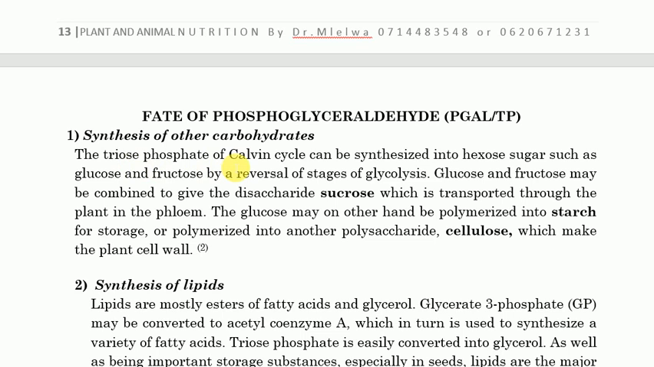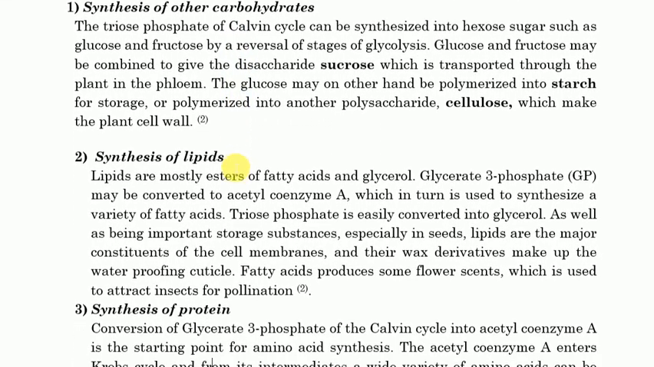For example, triose phosphate is a 3-carbon sugar. You may make glucose, that is a hexose, and from glucose you may make sucrose, that is a disaccharide. You may polymerize to form starch, you may polymerize to form cellulose, and so on. Another use is the synthesis of lipids.